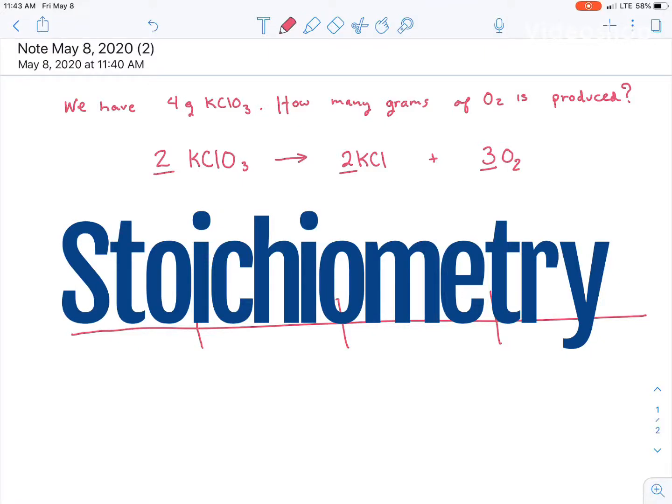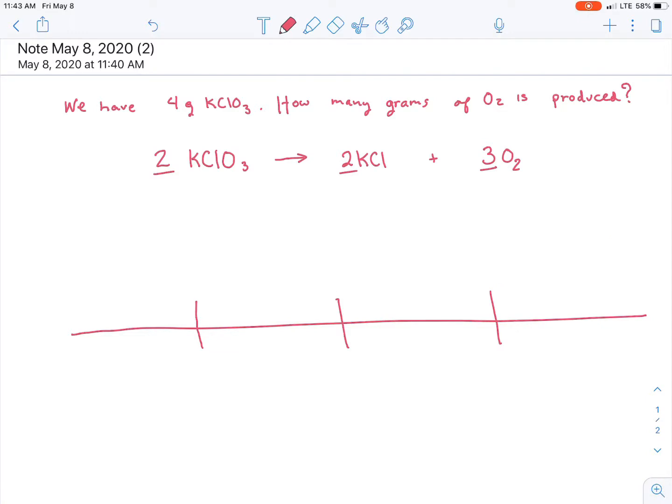Let's see. Trying to remember how to do stoichiometry. Well, let's take a closer look at this. This shouldn't take very long. I made up a little problem. I just generically made this up. So let's see what happens.